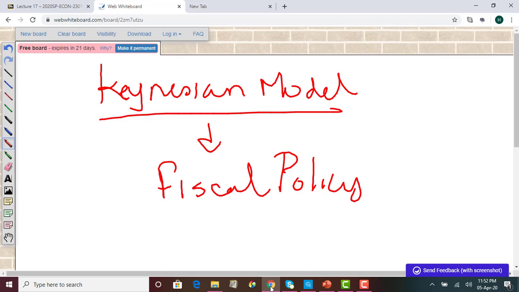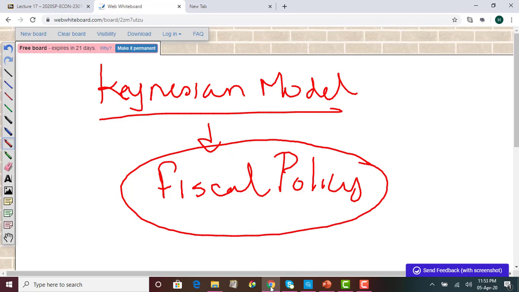Even today, you will hear that during the coronavirus event, the government is implementing fiscal policy in order to take the economy out of the recession. Many people are losing jobs, people cannot go to work because everyone has to stay at home. So in order to revive the economy, the government is implementing fiscal policy, which is a policy under the Keynesian model.